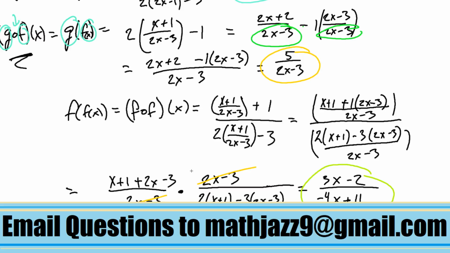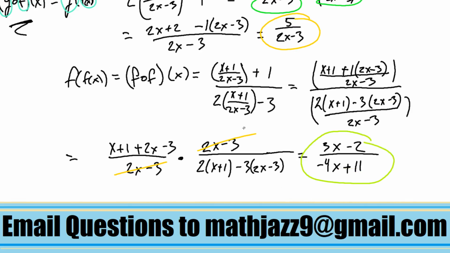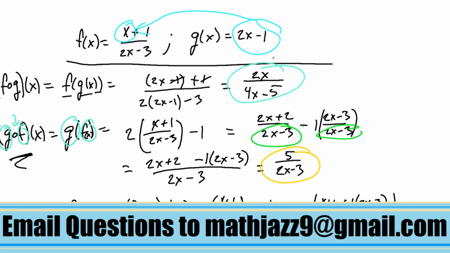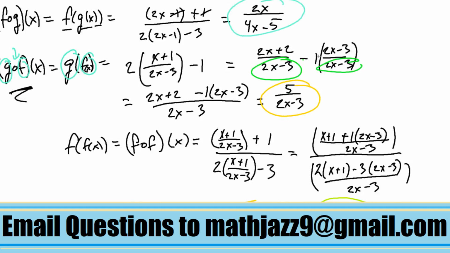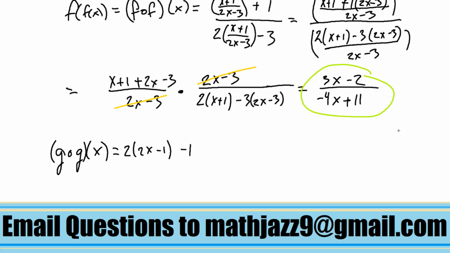Right? Everywhere we see an x here, namely here, plug in all of g in that. So plug 2x minus 1 there. We get 2 times 2x minus 1, minus 1. We'll simplify. So 2 times 2x is 4x, minus 2, minus 1, 4x minus 3. And this here is g of g of x.